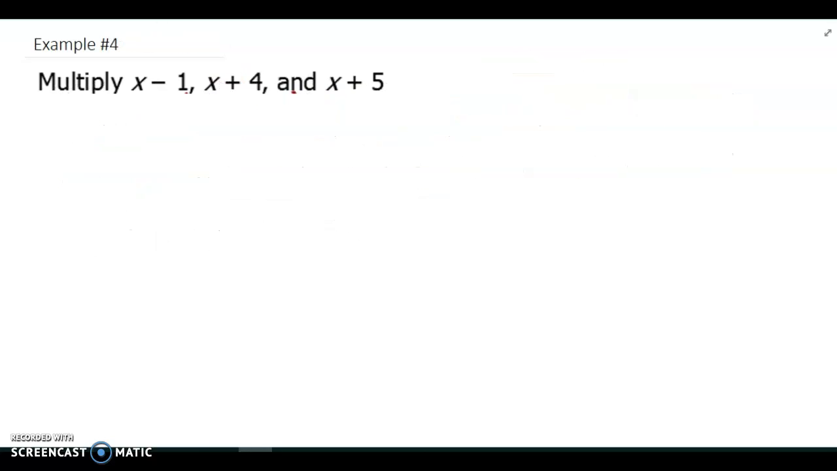All right, when we did this in class, we skipped example 3 because we do the same thing in example 4 as we did in example 3. Okay, so this just basically wants us to multiply these 3 binomials. So basically it wants us to do x minus 1 times x plus 4 times x plus 5. Okay, so when we do this, I have to multiply 2 at a time. I can't multiply all 3 at the same time. I have to multiply 2 at a time.